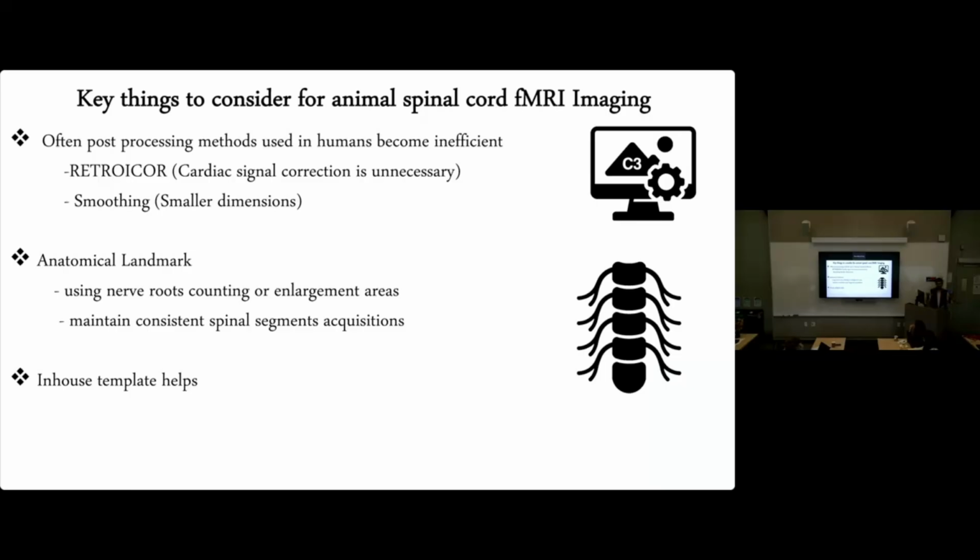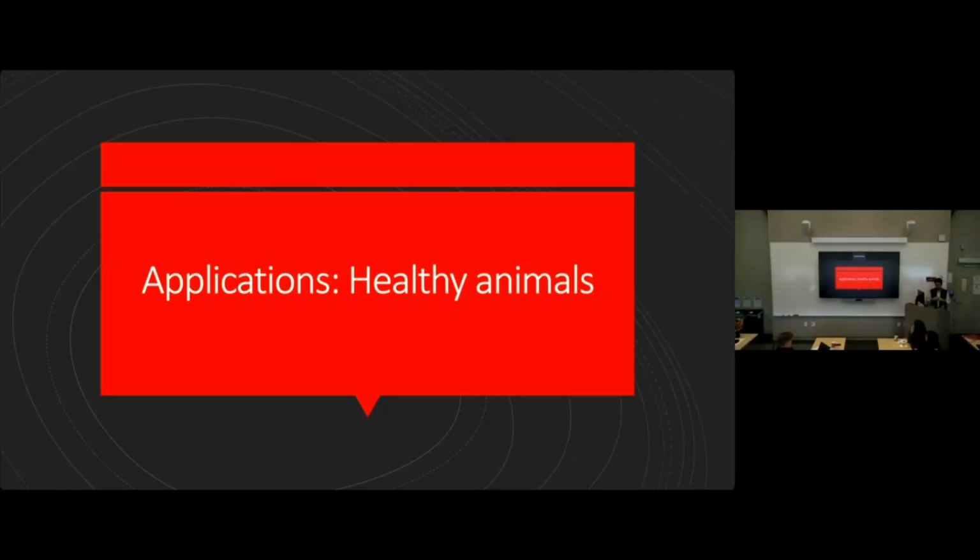Also, in many cases in preclinical studies, there is a lack of templates, so we develop our own templates for our purpose. We have a lot of animals in our cohort, so we develop an in-house template, and that helps in the registration process for group studies also. So these are the basic considerations. With this, I would like to talk about how we apply our different spinal cord models in healthy animals first, and then we will talk about injury models also.